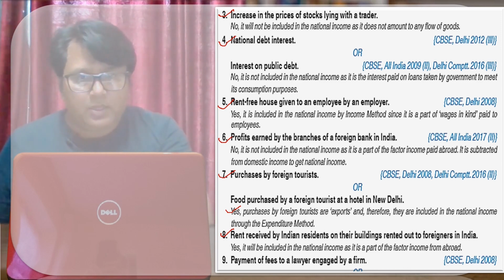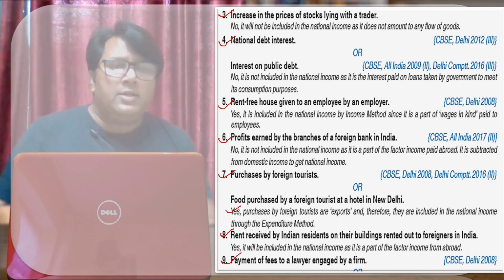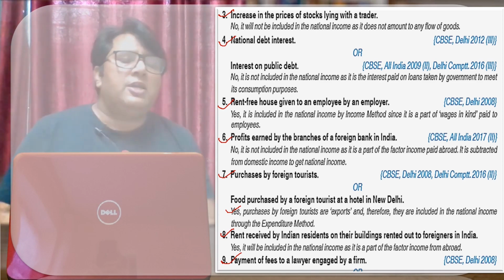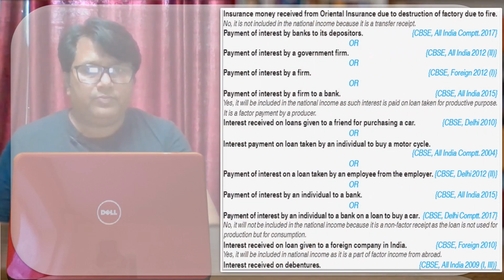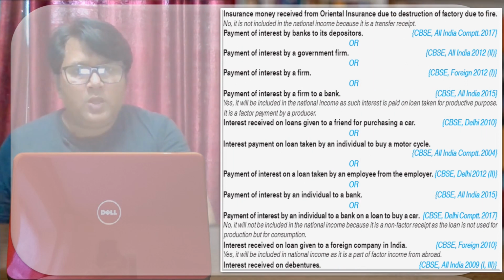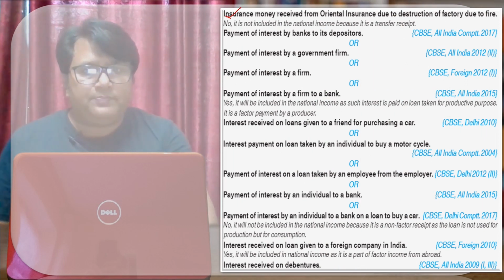Next is payment of fees by a lawyer engaged by a firm. Always remember, the payment of fees to a lawyer engaged by the firm should not be considered. Why? Because it is a transaction activity. Next is insurance received from Oriental Bank, which should not be considered. Why? Because it is a transfer receipt.